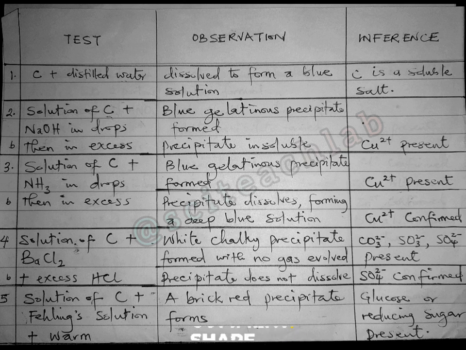We've not confirmed yet. What I'm saying is, you take a little amount of C from the solution, from the test tube that you just made, and put it in another test tube. Then in this new test tube, you add sodium hydroxide to the C solution in drops. You just add 1 or 2 drops, and you check what you observe. You observe that there will be a blue gelatinous precipitate formed. Gelatinous means it's sticky. It sticks to the walls.